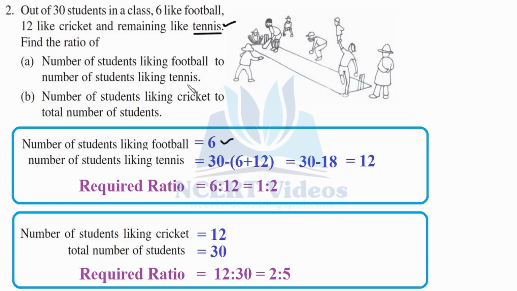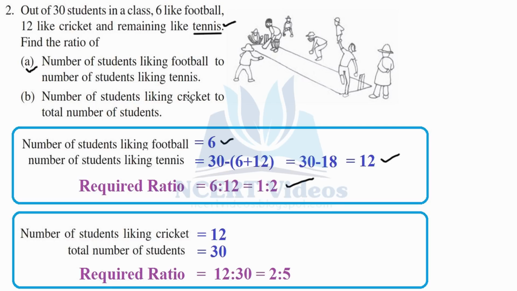And then number of students liking tennis. Well, as we mentioned earlier, number of students liking tennis is 30 minus 18. 18 came by adding 6 and 12. So therefore it is 12 when you subtract it. Therefore the required ratio is 6:12. In simplest terms, 6 1s are 6, 6 2s are 12. Therefore 1:2 is the required ratio of football to tennis.